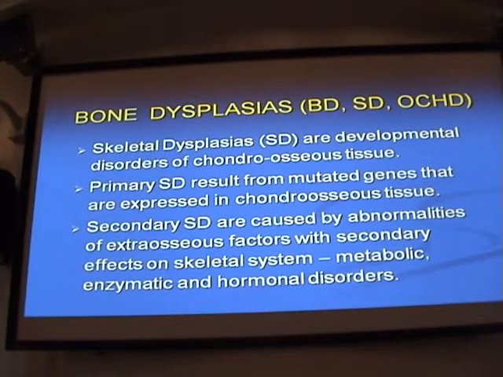Dysplasias are developmental disorders of chondroosseous tissue. Primary skeletal dysplasias result from mutated genes that are expressed in chondroosseous tissue. Secondary skeletal dysplasias are caused by abnormalities of extrinsic factors with secondary effects on the skeletal system. We recognize metabolic, enzymatic, and hormonal disorders.